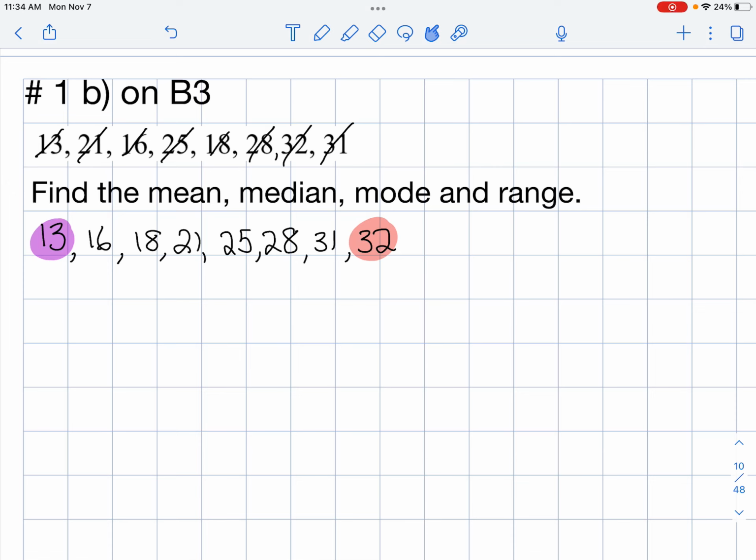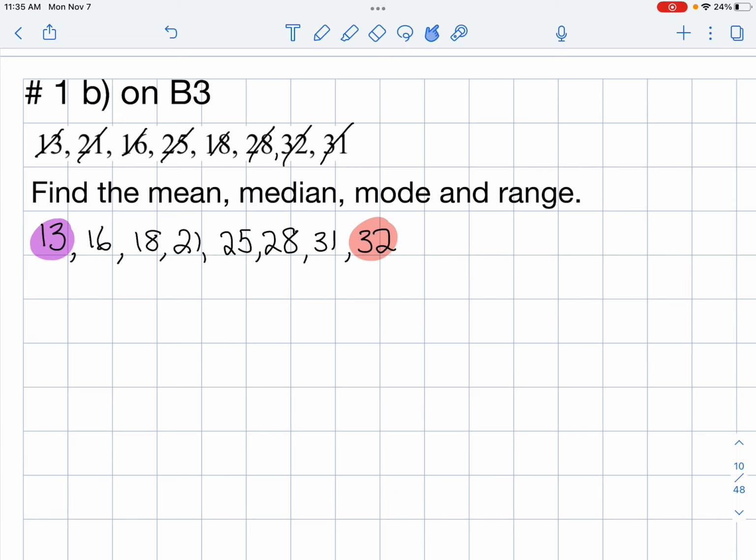So in this section, we're looking at measures of central tendency, which means measures of the middle. Different ways we can find the middle include finding the mean, the median, and the mode for a set of data. And we also want to find out the range.